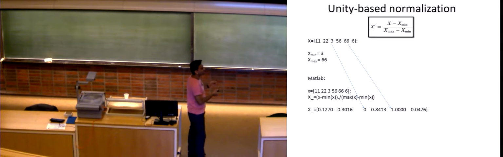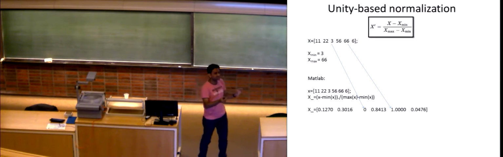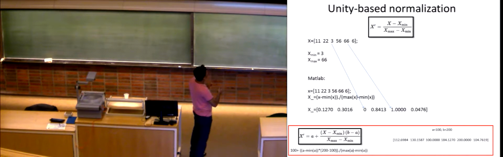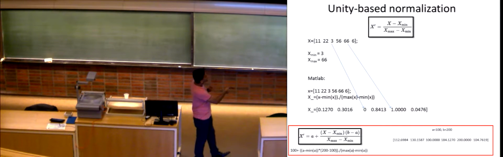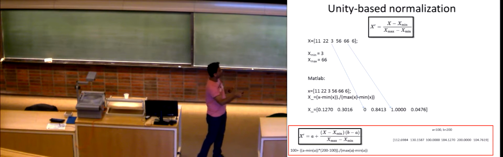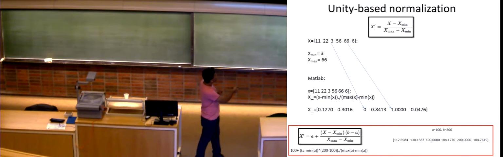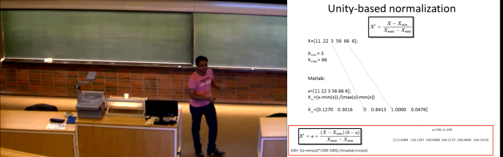But then one can argue that, okay, I'm not interested in 0 and 1, but I'm interested in a specific range, right? One can also use this formula for that. So you just choose A and B, meaning that if you want to map the same data into the 100 to 200 range, one can apply this formula. So you can see that the lowest value has got 100, the highest has got 200, and everything else has got a value in between. Yeah?